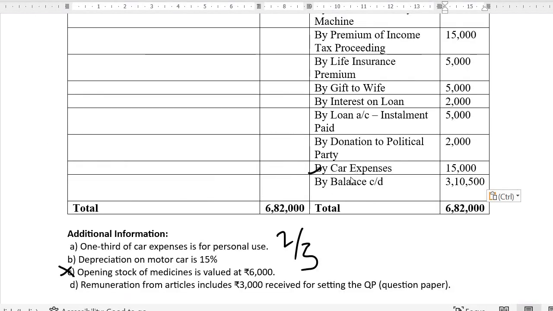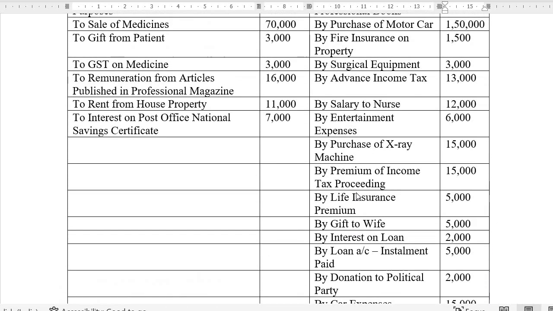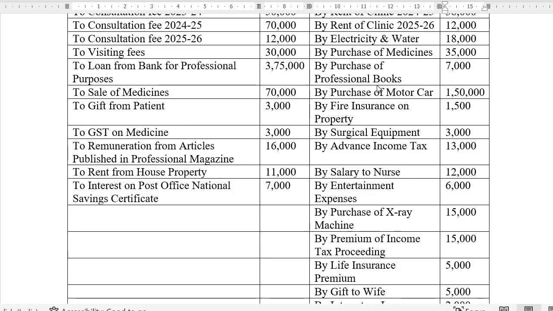Yes, car expenses is given. We have to put a tick here. It is 15,000. So 15,000 into 2/3 we have to consider as professional expense. In case if they give car expenses, we have to check whether any purchase of motor car is there. If it is there, what we have to do is we have to give depreciation for it.